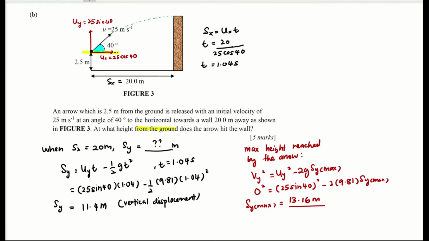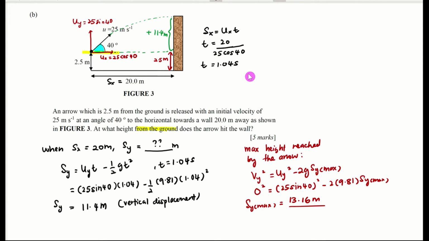So maknanya ketinggian yang kita kira tadi 11.4 meter is actually this one. Okay, positif kenapa dia positif? Sebab dia masih bergerak naik ke atas. Direction dia still upward direction. So this one should be positive 11.4 meter. Okay. Jadi bila dia nak from the ground, so kita kena tambah lah lagi 2.5 meter. Ingat. So maknanya arrow tu tadi from the launching point, dia masih bergerak ke atas. Dia belum sampai lagi maximum height 13.16 meter.